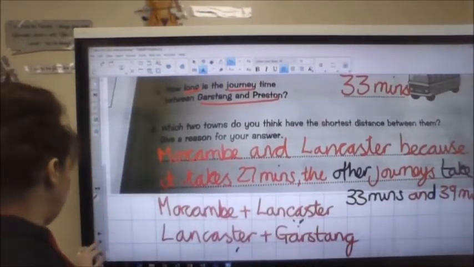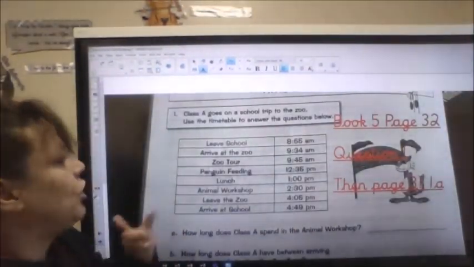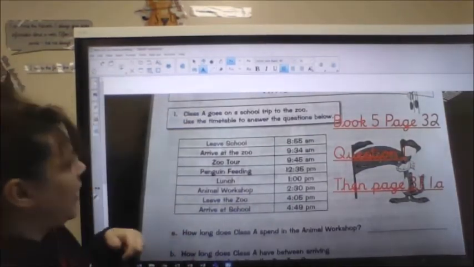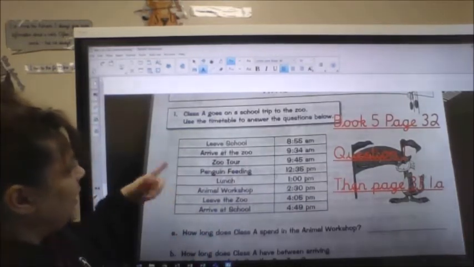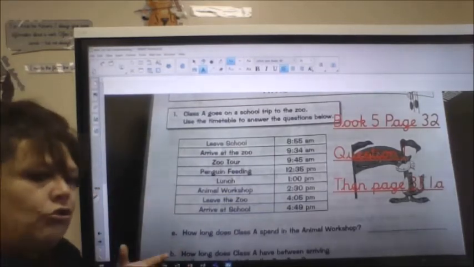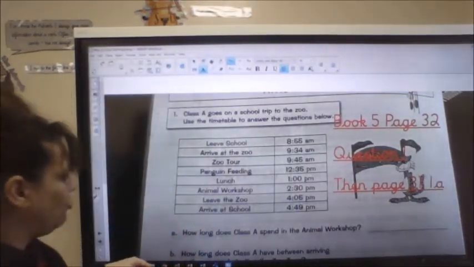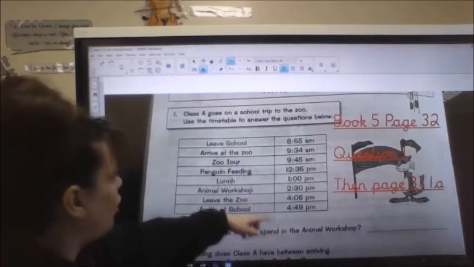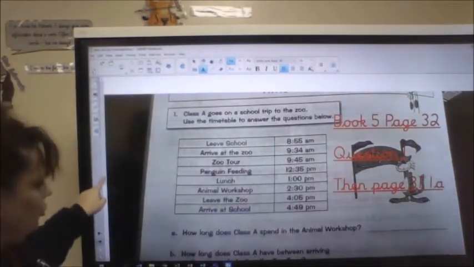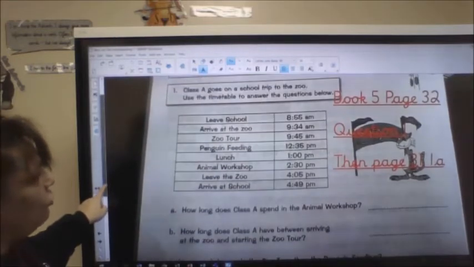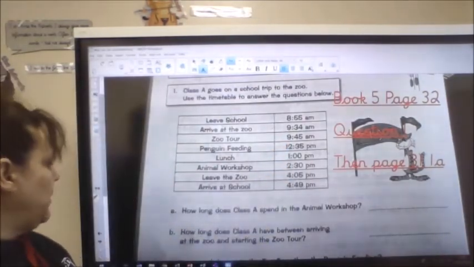Right, what have you got to do then today? So I'm going to skip through my working out there. You're going to be looking at book 5, page 32. You're going to do question 1, and it's this timetable you're going to be looking at. Again, it is a 12-hour time. You're going to be looking at a trip to the zoo, and you are going to use number lines to be able to calculate the answers that you need to work out. So how long does Class A spend in the animal workshop? They're there from 2:30 to 4:05. How long does Class A have between arriving at the zoo and starting the zoo tour? They arrive at the zoo at 9:34 and they start the tour at 9:45. So how long is that? How many minutes?